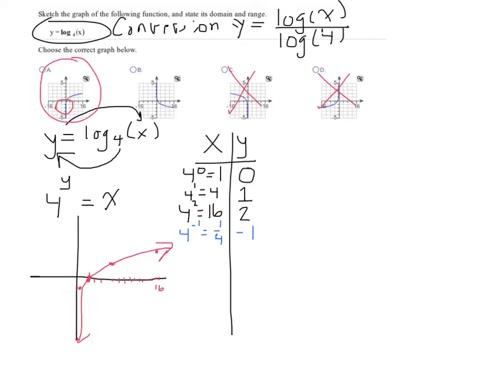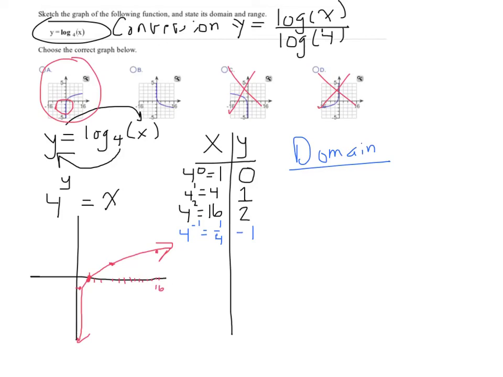Another way to say that is this: 4 to what power could give me 0? And the answer is there's no power of 4 that gives me 0. So this looks like my correct graph. Now sometimes, and I'm not sure on this problem, it asks for domain and range. So let's go ahead and talk about domain and range if that happens to come up.